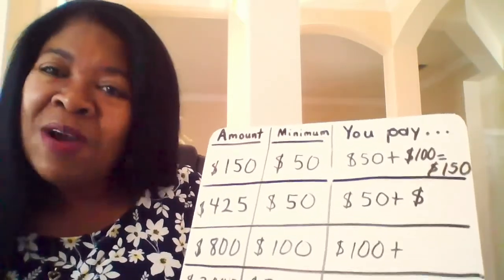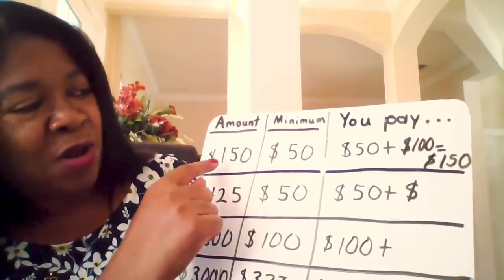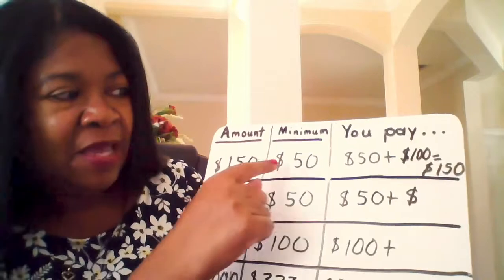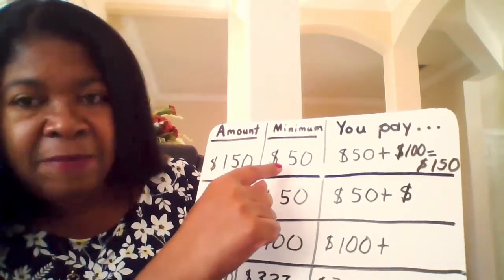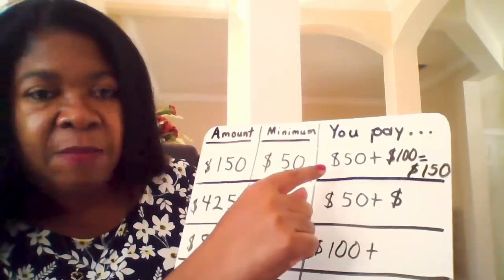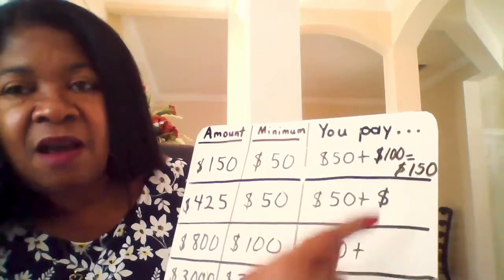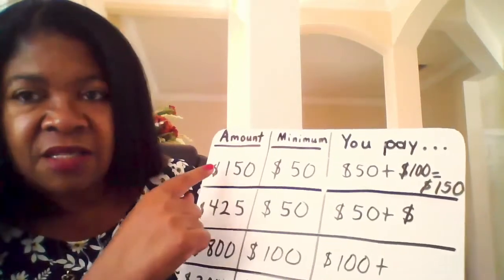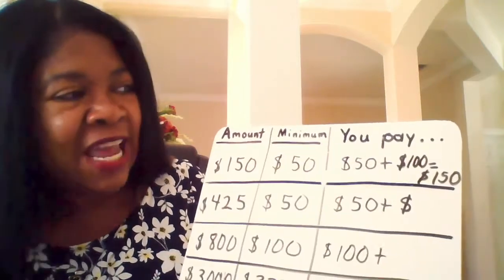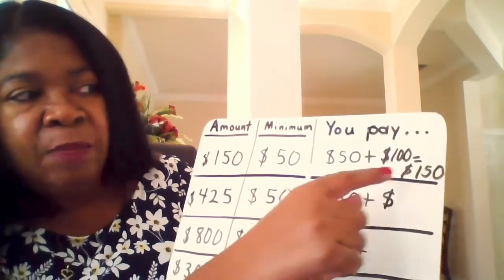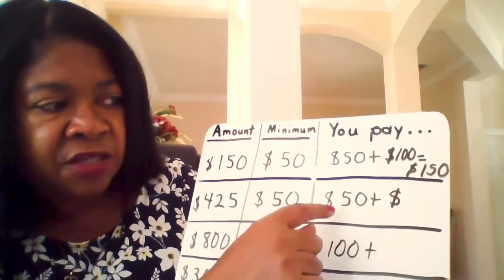So here, once again, the debt snowball. There's a $150 balance. Then the minimum payment is $50. So you're going to pay $50 plus $100, and that's going to make it $150. And that's going to automatically eliminate this first debt. So this debt is going to go away. But you're going to take that $150 that you were paying and you're going to add it to this next debt.